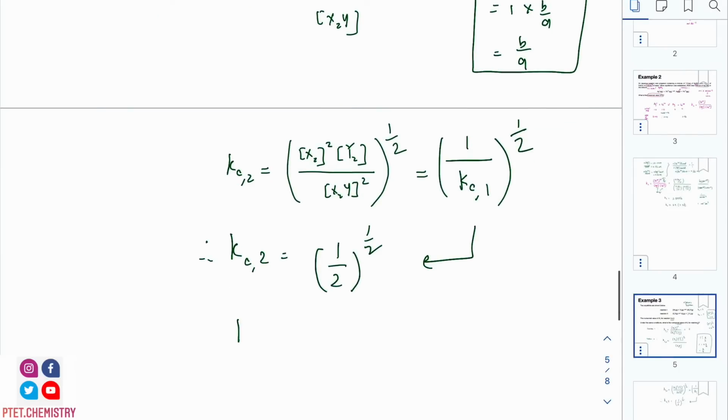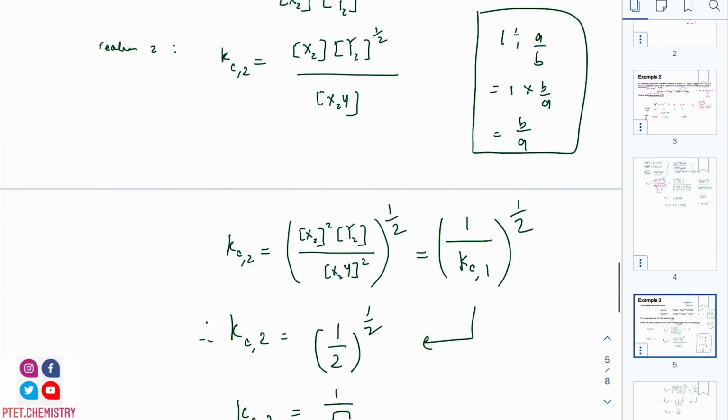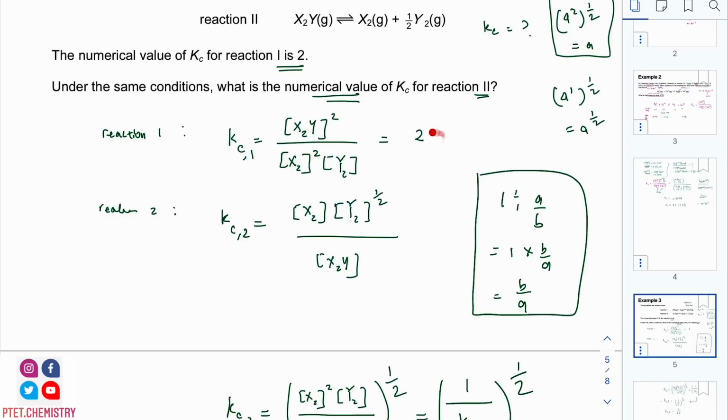You can simplify this further. To the power of half means square root, which you will have done in maths again. Square root of 1 is 1. Square root of 2 is just, well, root 2. Yeah? So this is the value for Kc2 because they give us the value of Kc1.